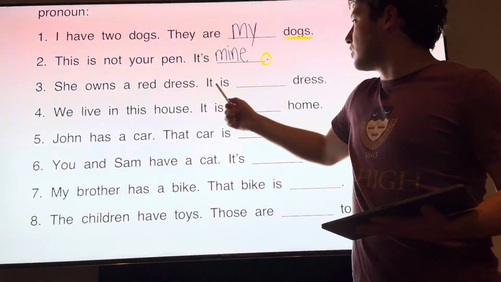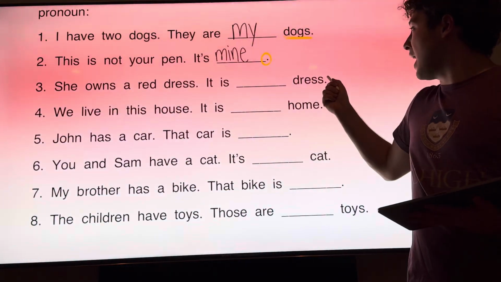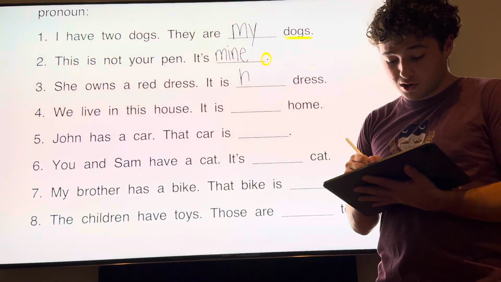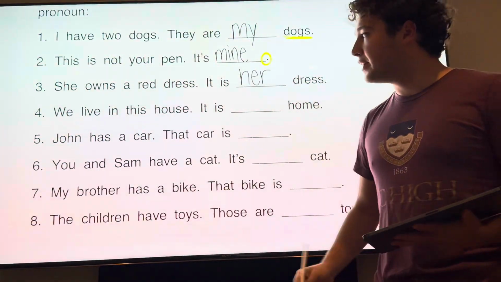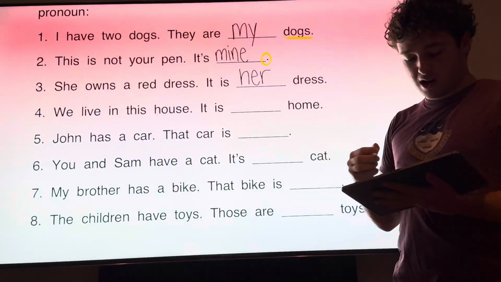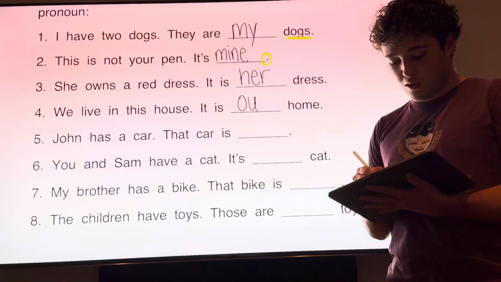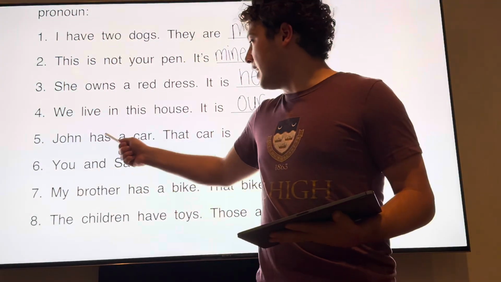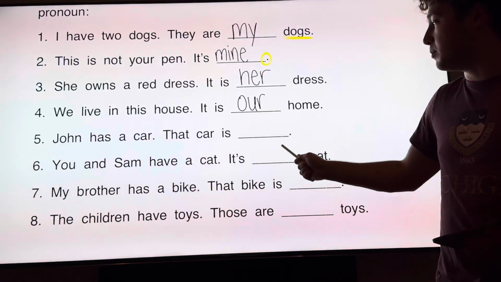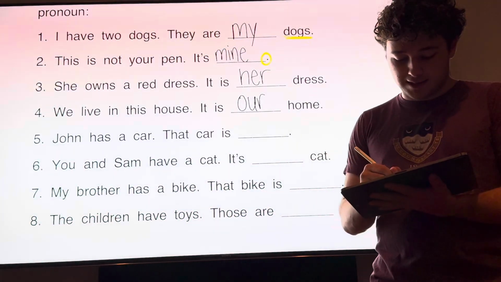She owns a red dress. It is, and we have the subject here. So it would be, it is her dress. We live in this house. It is, subject is here, our home. John has a car. That car is, so you notice there is no subject. So it would be, that car is his.